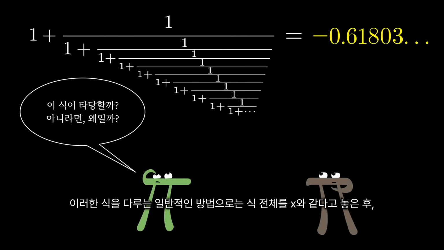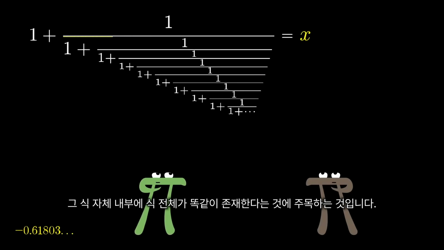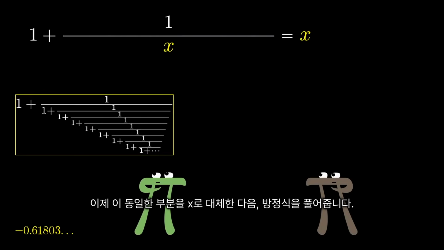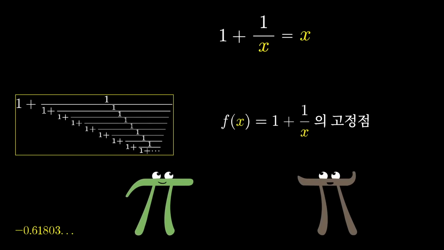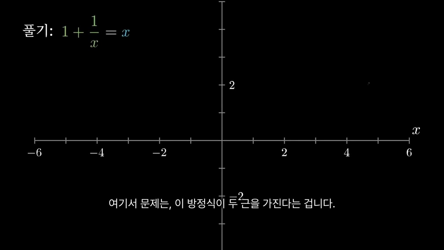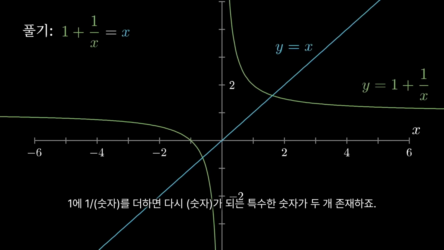The typical way that you might evaluate an expression like this is to set it equal to x, and then notice that there's a copy of the full fraction inside itself. So you can replace that copy with another x, and then just solve for x. That is, what you want is to find a fixed point of the function 1 plus 1 divided by x. But here's the thing, there are actually two solutions for x, two special numbers, where 1 plus 1 divided by that number gives you back the same thing.